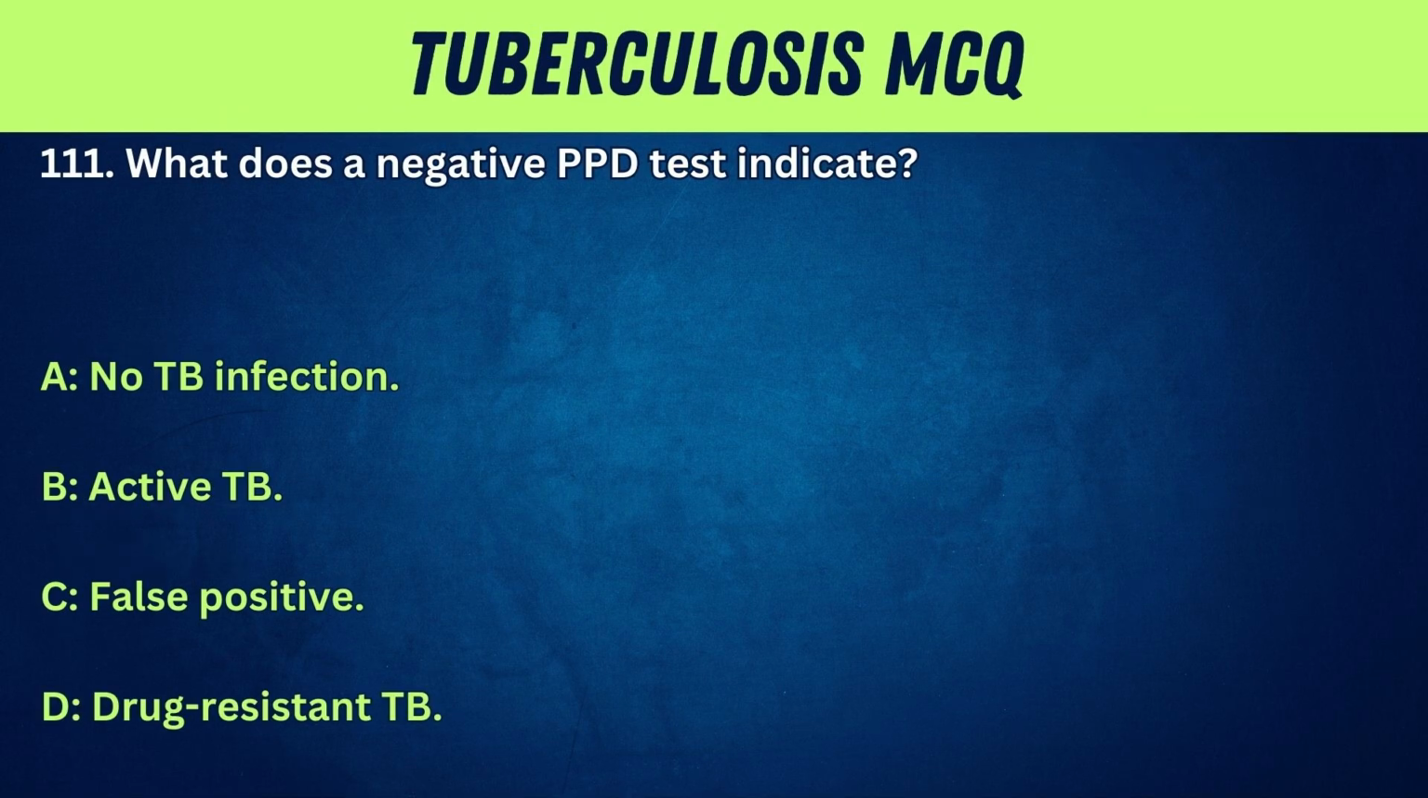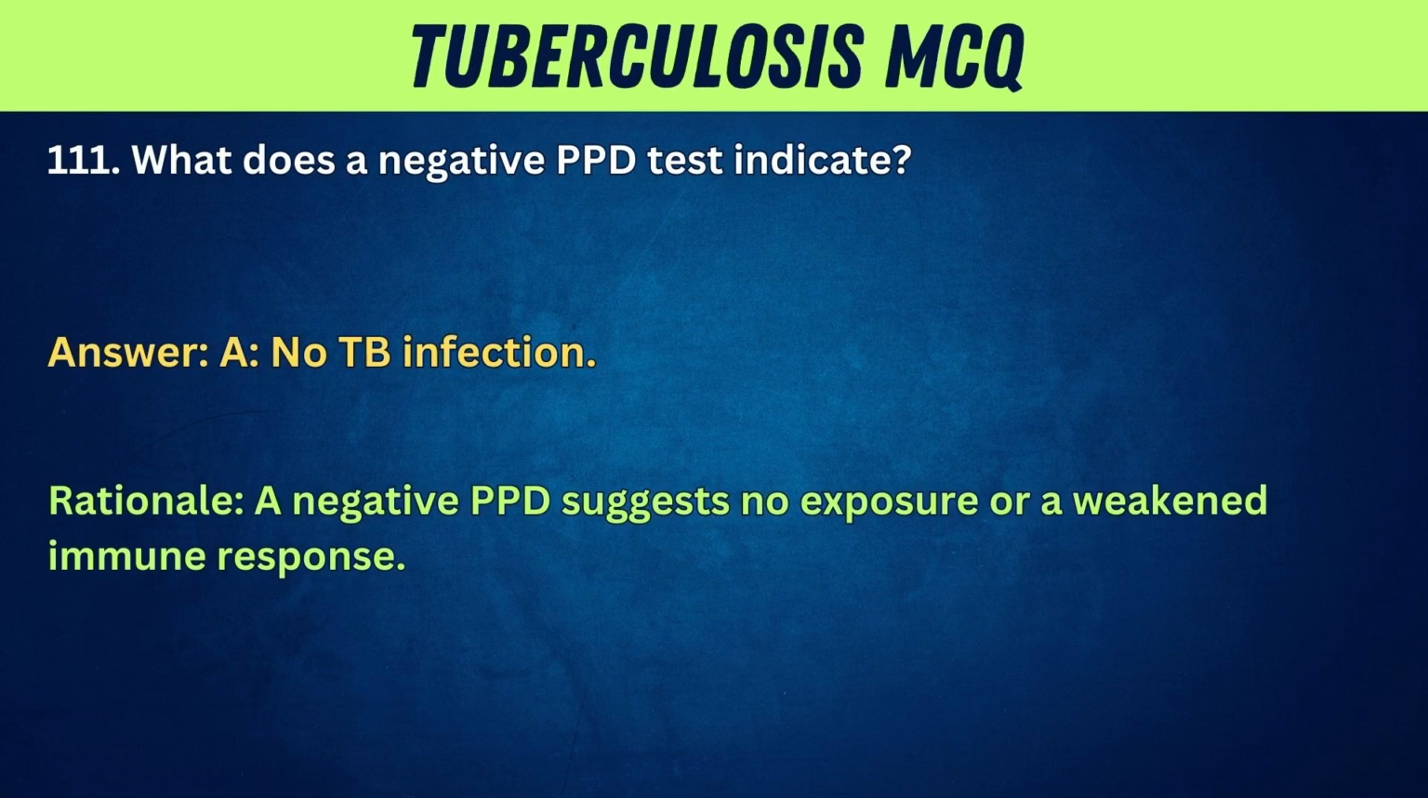111. What does a negative PPD test indicate? A. No TB infection. B. Active TB. C. False positive. D. Drug-resistant TB. Answer: A. No TB infection. Rationale: a negative PPD suggests no exposure or a weakened immune response.